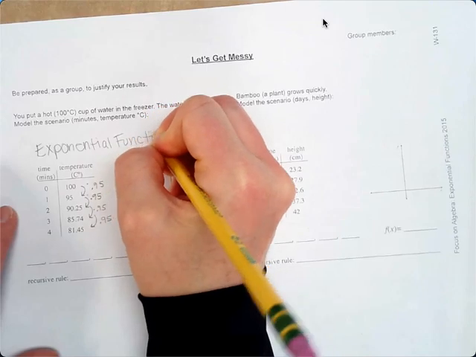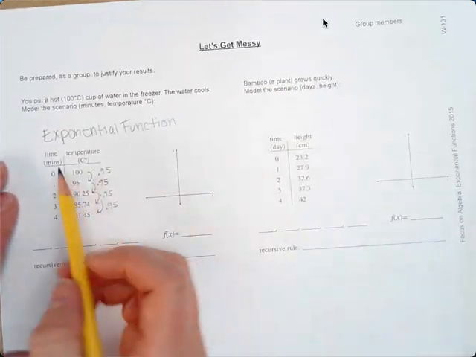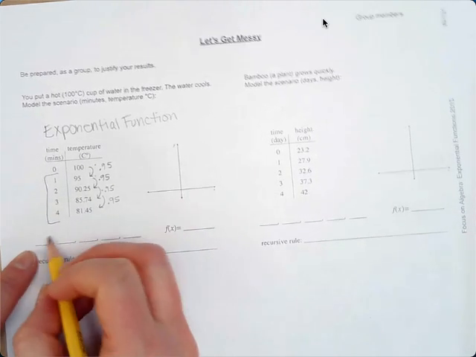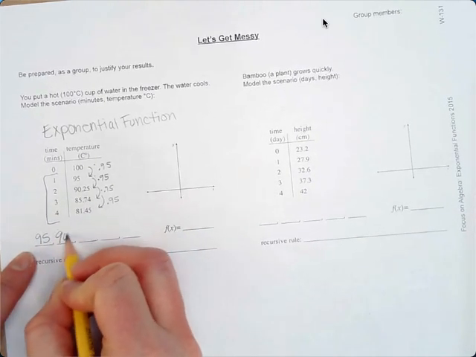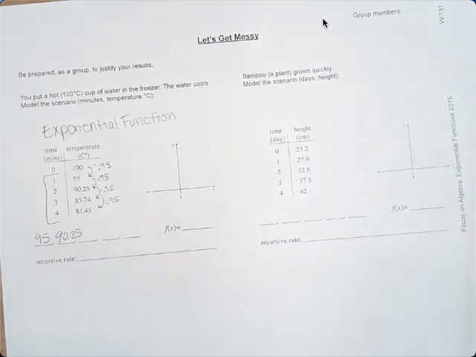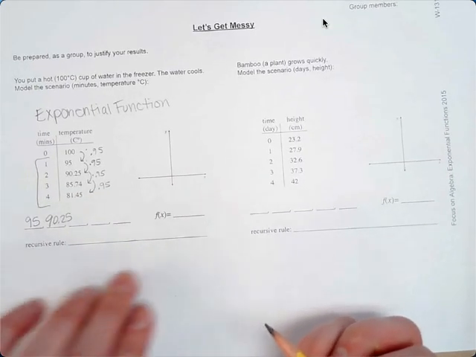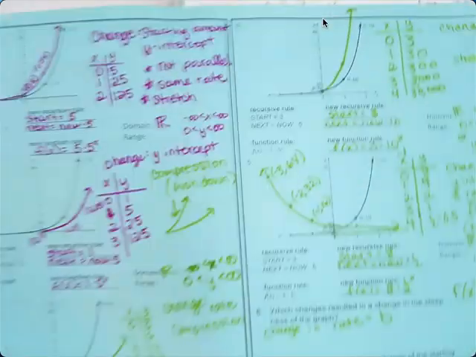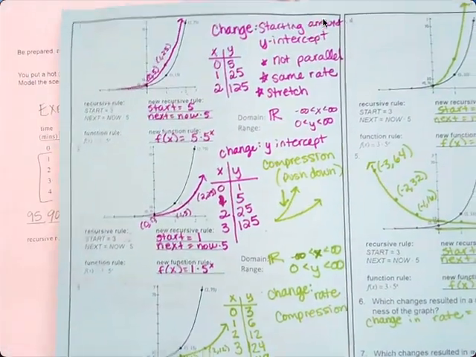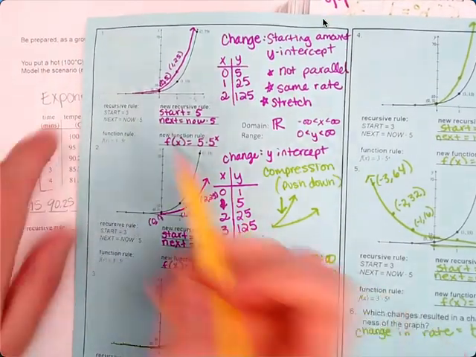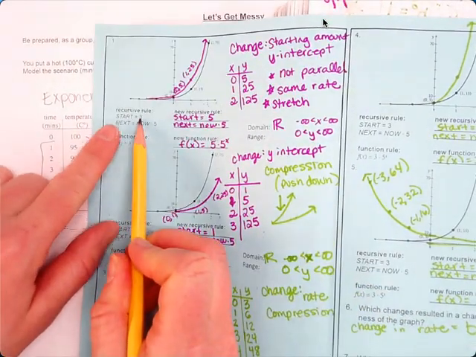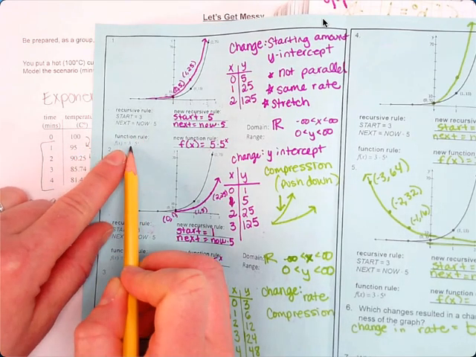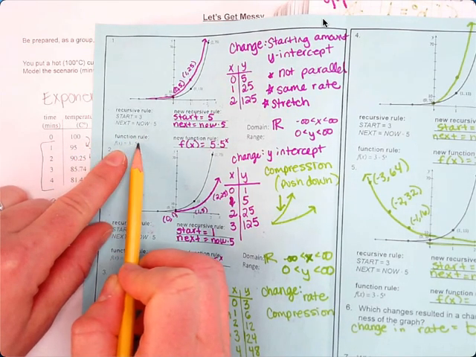Okay, so you are going to go ahead and fill out the rest of this. Whenever you do your sequence, it should be written with these numbers. So 95, 90.25, and so on. Then write your recursive rule. And your f of x, if you look back at the tweaking parameters page. So remember how we had our original? Like start at 3 and then do now times 5. And the function rule was 3 times 5 to the x.